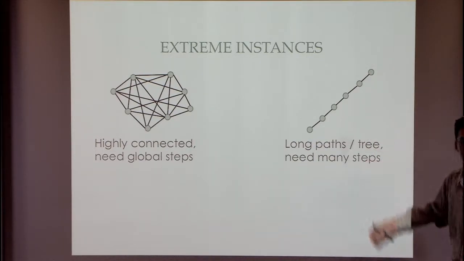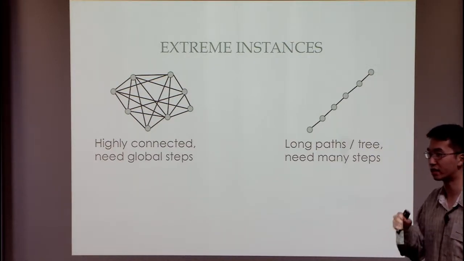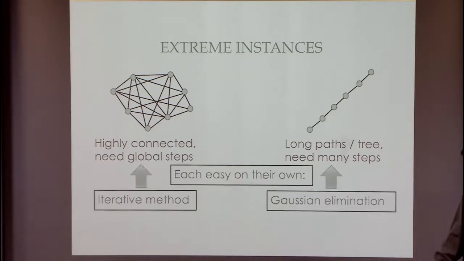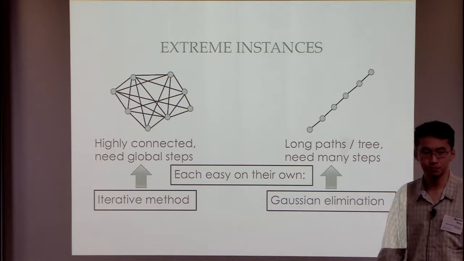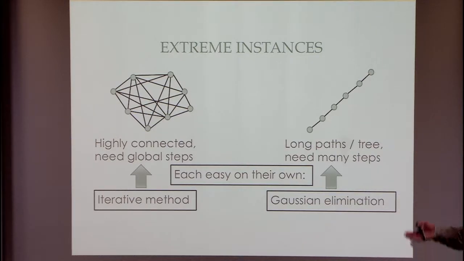On the other hand, you can get long paths or trees. So these are things with a very high diameter. So for these kinds of graphs, to get one end of the graph to talk to the other, you need to propagate information diameter times, and diameter can be as big as n. So you need many steps. So each of these steps better be inexpensive. Each of these is easy on their own. Iterative methods are designed to handle this kind of densely connected case. And combinatorial methods like Gaussian elimination, they're designed to handle this kind of long path scenario.